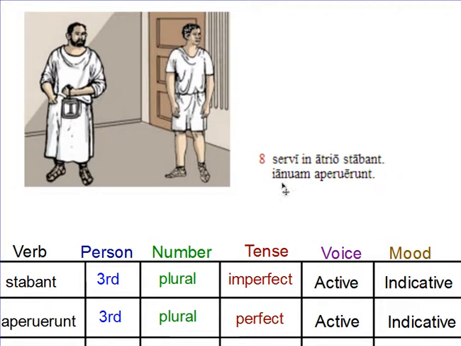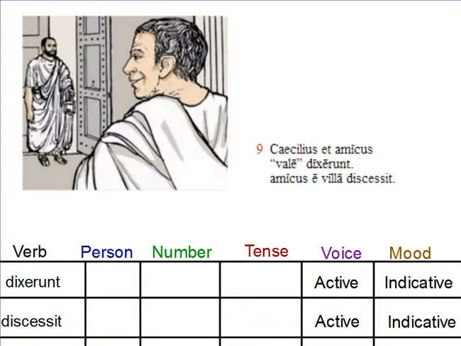Let's look at our last cartoon. Caecilius et amicus vale dixerunt, amicus ex villa discessit. Caecilius and his friend said goodbye. The friend left from the villa. Our two verbs here are dixerunt and discessit. Dixerunt, similar to the verbs we've just seen, has that nt, third person plural, they said. I see the x and also the erunt, both of which tell me this is a perfect verb. Third person plural perfect, active indicative.